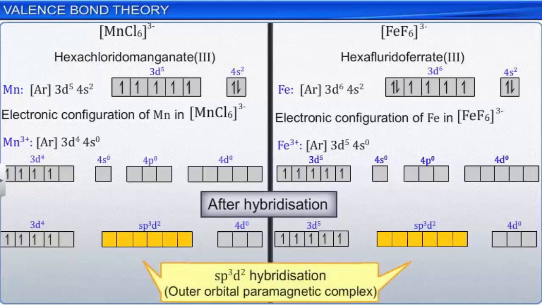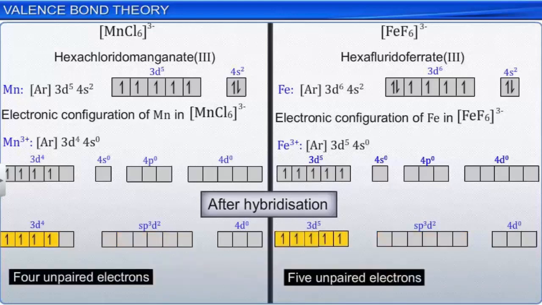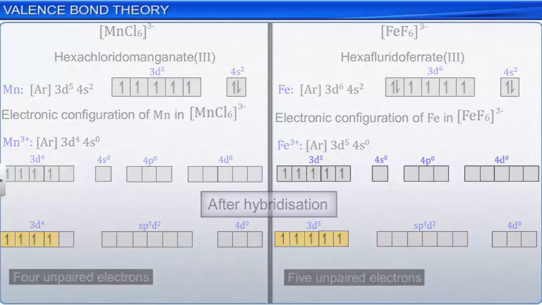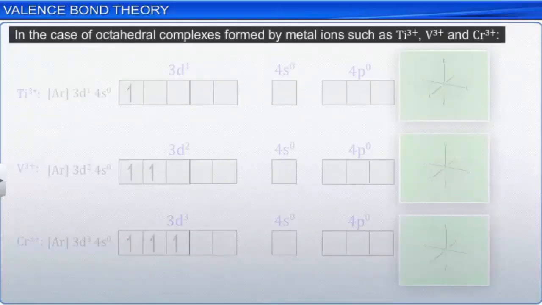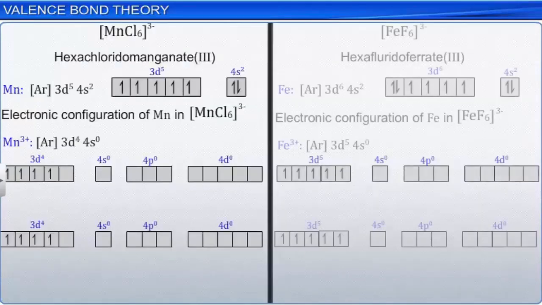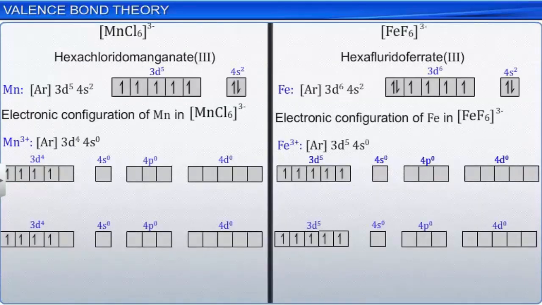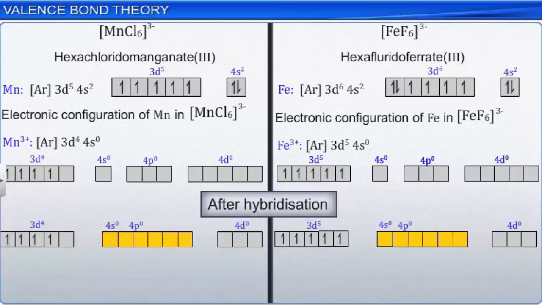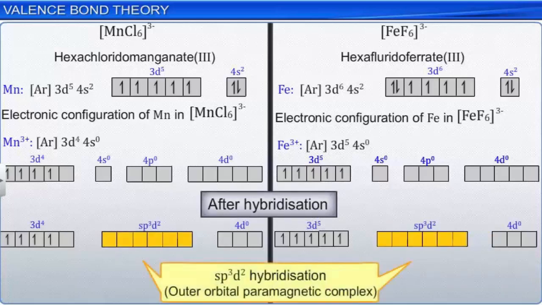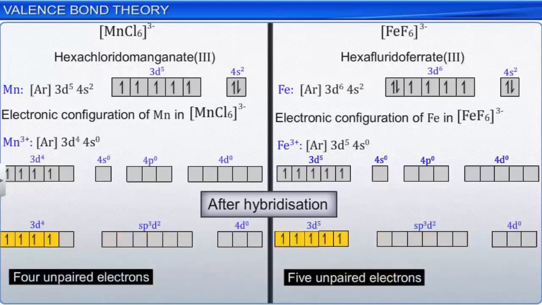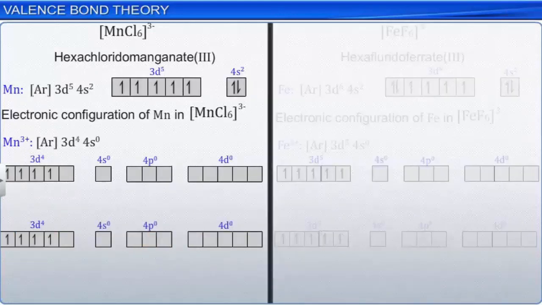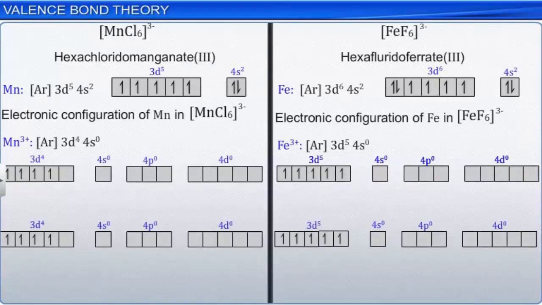These valence orbitals undergo hybridization. After hybridization, 1 4s orbital, 3 4p orbitals and 2 4d orbitals undergo hybridization. So it is an outer orbital complex or outer orbital paramagnetic complex. Why? Because all these 4 electrons are unpaired.